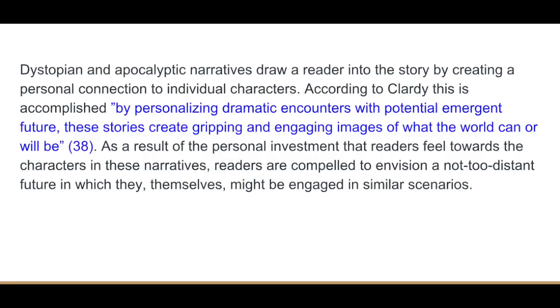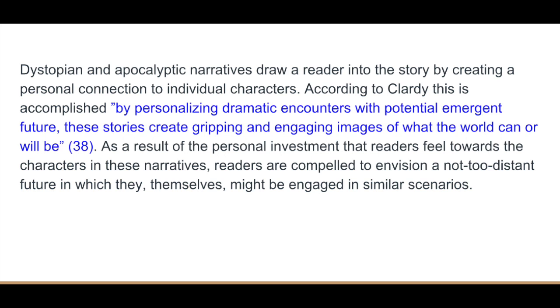So now I've got all my basic steps, and I can take all that information and bring it together. Dystopian and apocalyptic narratives draw a reader into the story by creating a personal connection to individual characters. There's my P, there's my claim. According to Clarity, this is accomplished, quote, "by personalizing dramatic encounters with potential emergent future. These stories create gripping and engaging images of what the world can or will be."